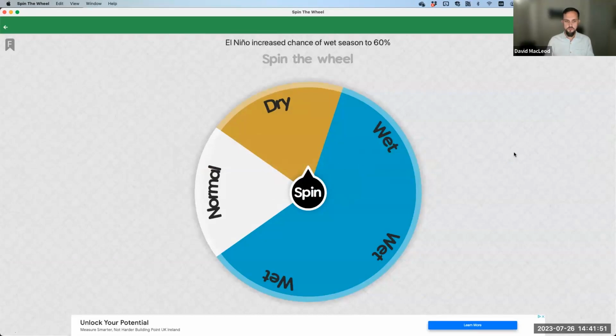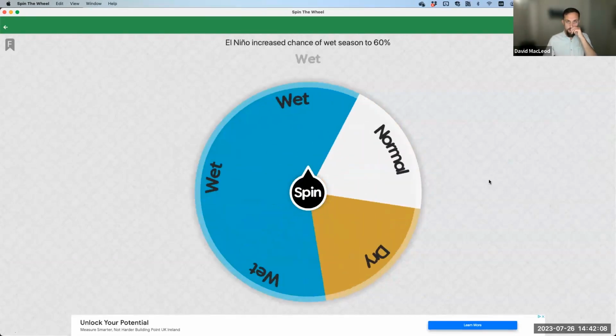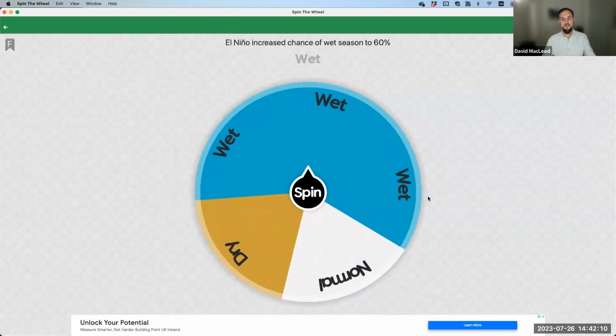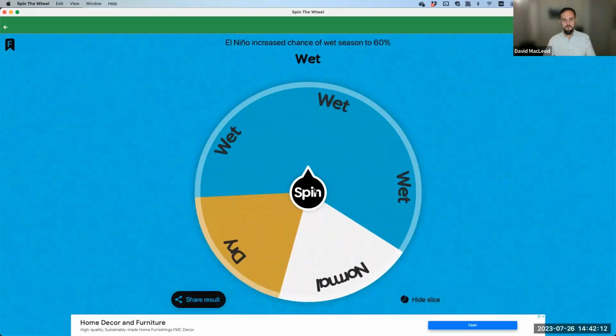We can actually spin this wheel and see what we get. This could be the forecast for this season, and this is what it spins on. I'm not guaranteeing the spinner will be reality, but you might think about where you think it's going to land. I could ask you to place your bets now, and we see in this case it was wet, so it did turn out that way. We could spin it again.